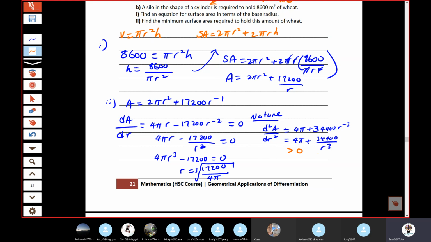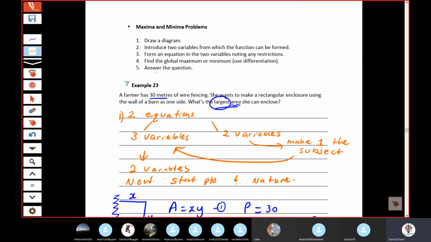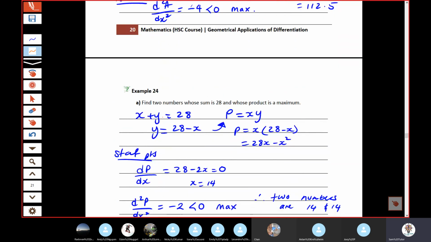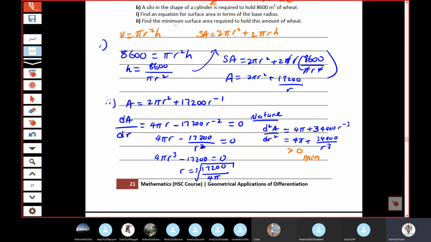Which means min. Remember step 5, when I wrote it up here before, as funny as it sounds, answer the question. Everyone forgets when they do all this math, they forget you've got to answer the question. What was the question? Find the minimum area. You didn't find area, you went and found radius.